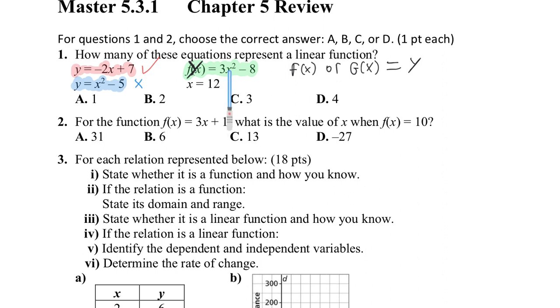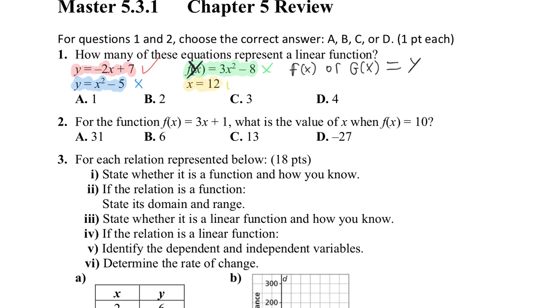However, because we have an x to the second degree here, x squared, I know for a fact this is not a linear function. It is indeed a function, but it's not linear. And finally, I have x equals 12. And if you remember what I said earlier, we can't have a linear function with x equals 12. So this one here highlighted in yellow is not a linear function.